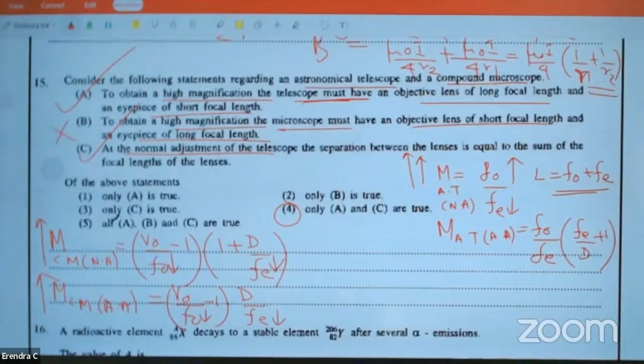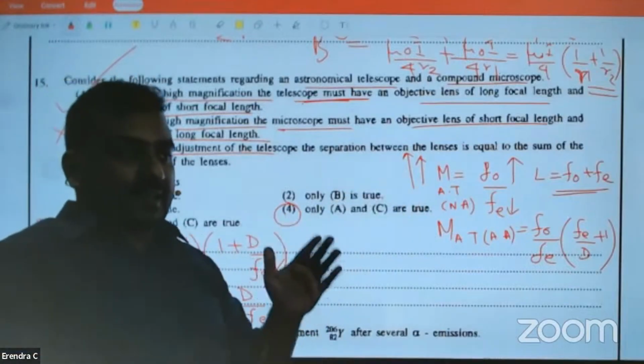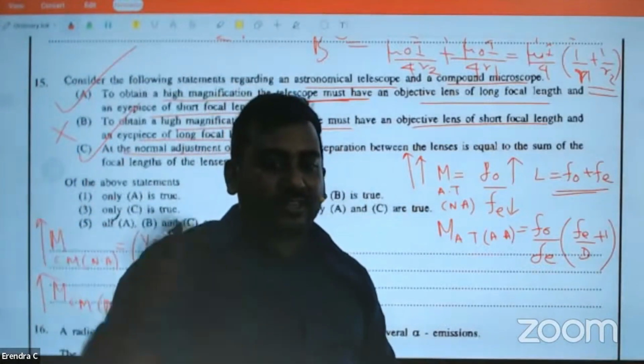Write down. These are the notes you should have. A-level MCQ comes quickly, tak, tak, tak, tak, you should write this. Then you know what to do.